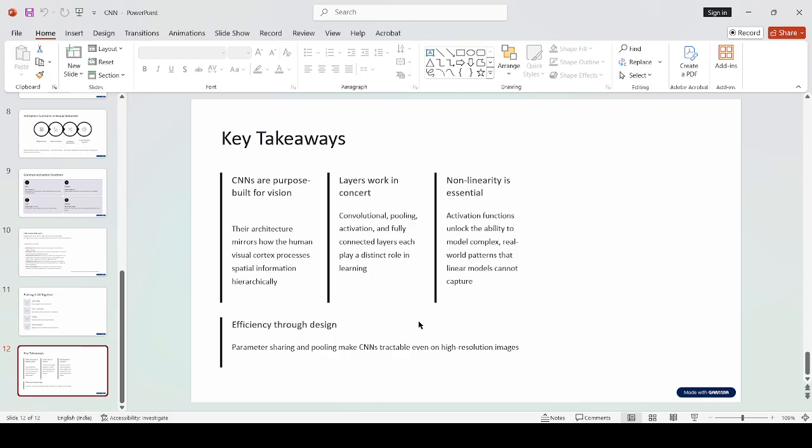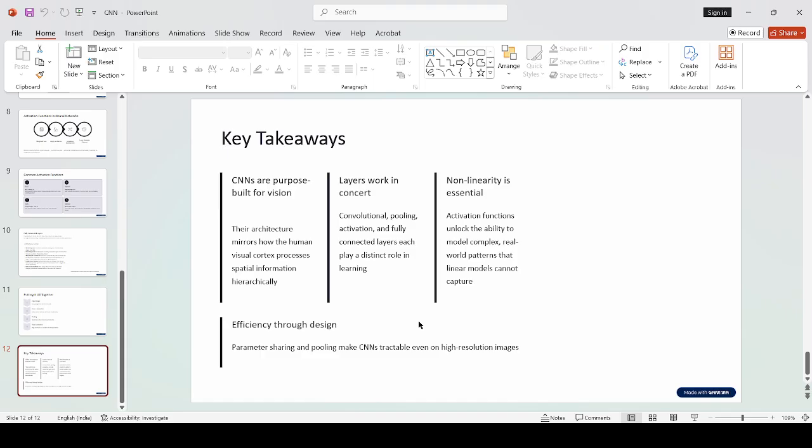Let us summarize today's presentation. First, CNNs are specifically designed for visual data, especially images. Second, CNNs learn features hierarchically. Early layers learn simple features such as edges, while deeper layers learn complex patterns and objects. Third, the different layers have different responsibilities. Convolutional layers extract the features. Pooling layers reduce the spatial dimensions. Activation functions introduce non-linearity. Fully connected layers combine the extracted features for final prediction.